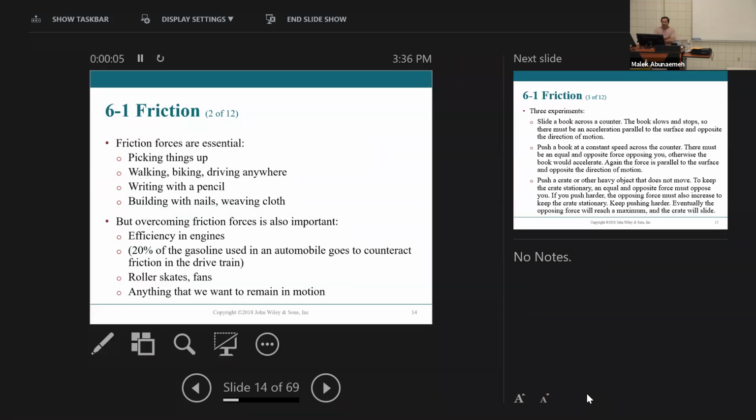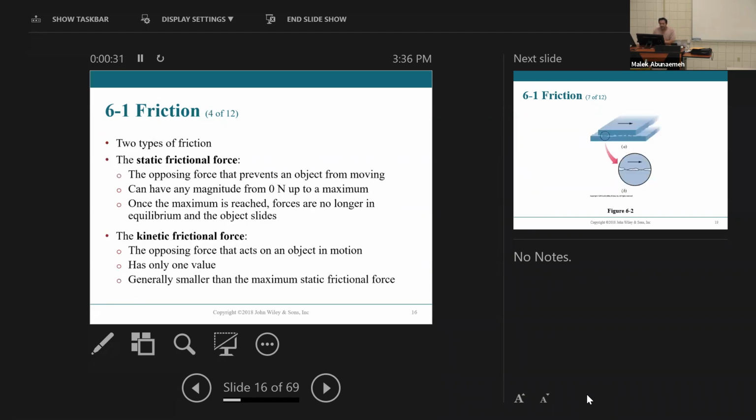Frictional forces are essential for picking things up, walking, biking, driving anywhere, writing with a pencil, building with nails, weaving cloth. But overcoming friction is also important because of efficiency of energy. Anything that we want to remain in motion, you're going to have to overcome frictional forces.